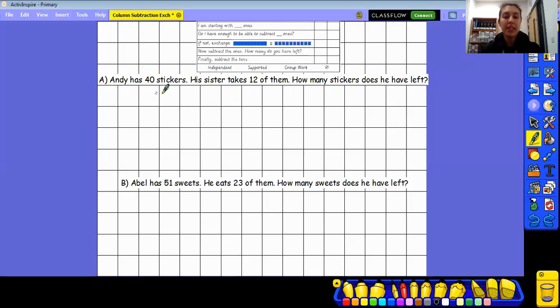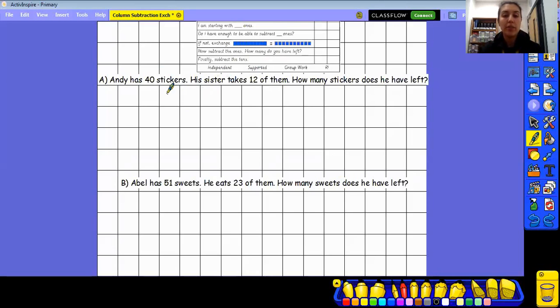Well, is the amount of stickers that Andy is starting with increasing or decreasing? Is it getting bigger or is it getting smaller? That's right, well done. It's getting smaller, it's decreasing. And that is because his sister is taking away those stickers. So we have an amount that we're starting with and it's getting smaller by 12. And when an amount is getting smaller, that means we do a subtraction.